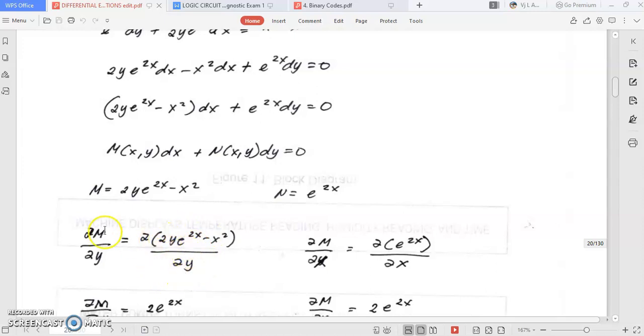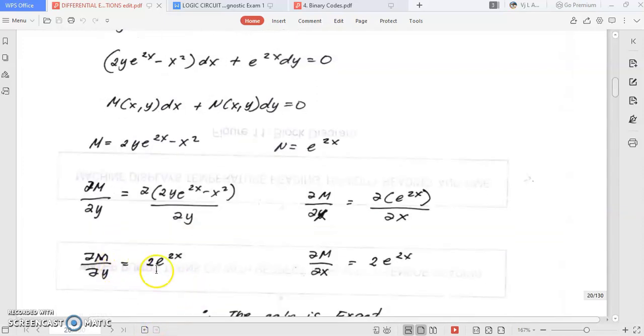Derive this one. M with respect to y, so derive this one. So copy first the 2 and the e raised to the power of 2x because we will not derive that one, that is constant. Derive the y, that is 1. So this is 2e to the 2x. This one is just a constant because we will derive with respect to y. So this is just a 2, derivative of 2 is just 0. So your partial of M is just 2e to the 2x.